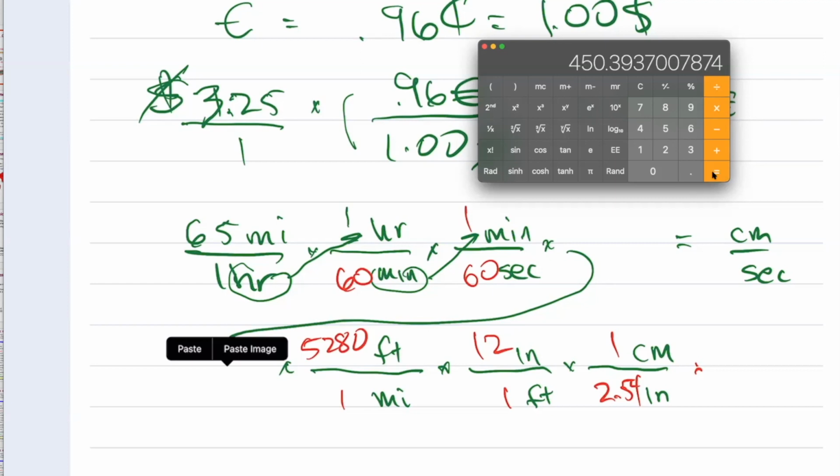So when you punch it in your calculators, eliminate the tedious step of multiplying by 1 and dividing by 1. Just go straight to how you set it up. You just go 65 divided by 60, divided by 60, multiply by 5280, multiply by 12, and divide by 2.54. That is the fastest way of punching it in.